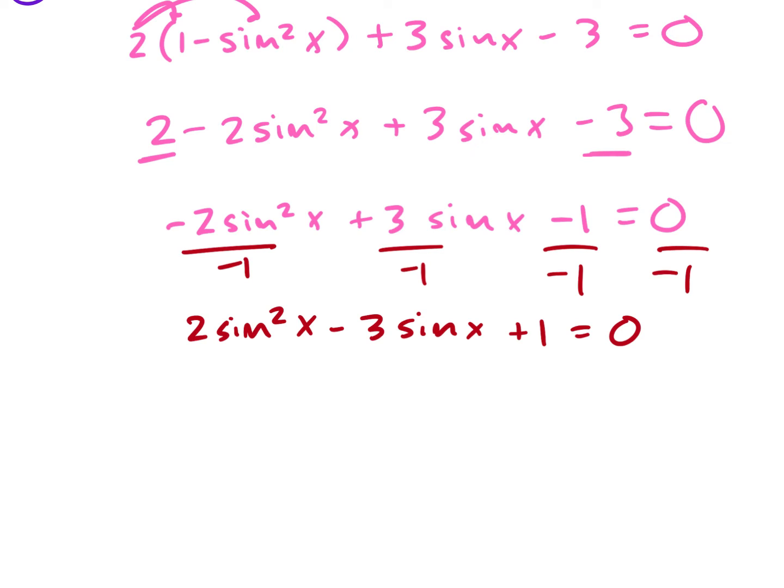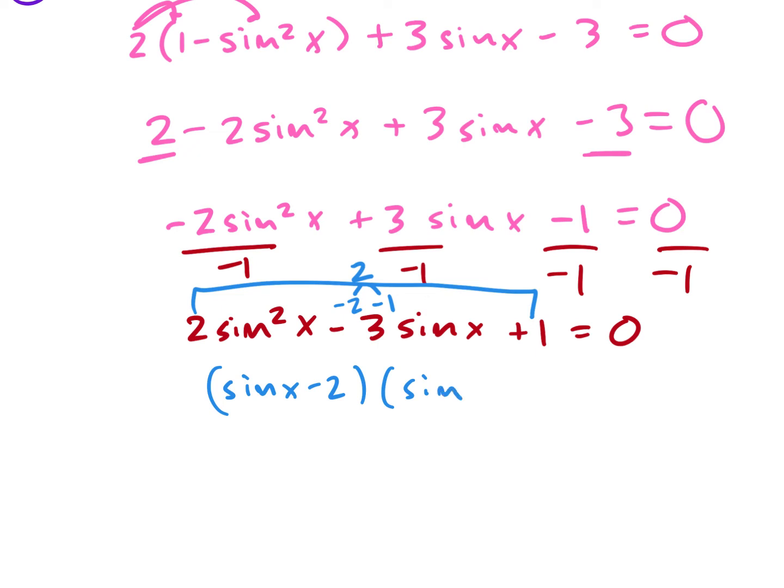All right, what should I do next? How do I factor this? Multiply the first times the last, so 2 times 1 is 2. What are 2 factors of 2 that add to -3? 3 and -1. Wait, oh yeah, you're right. Factors of 2 that add to -3. Oh, I did 2 and -1. -2 and -1. So this is sine minus 2, sine minus 1. What do I have to do next?